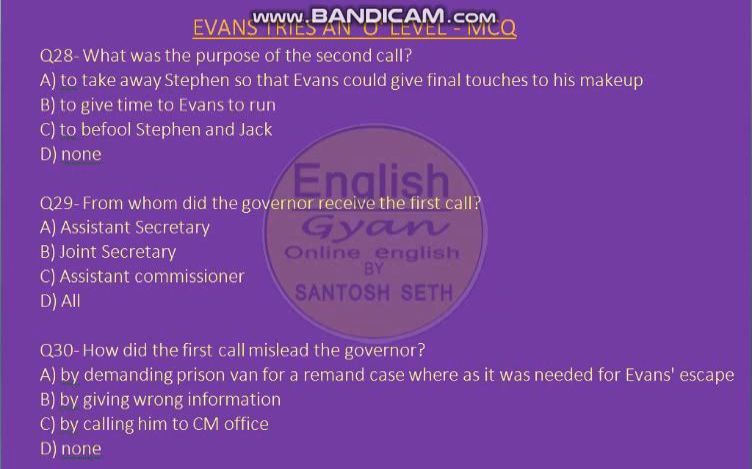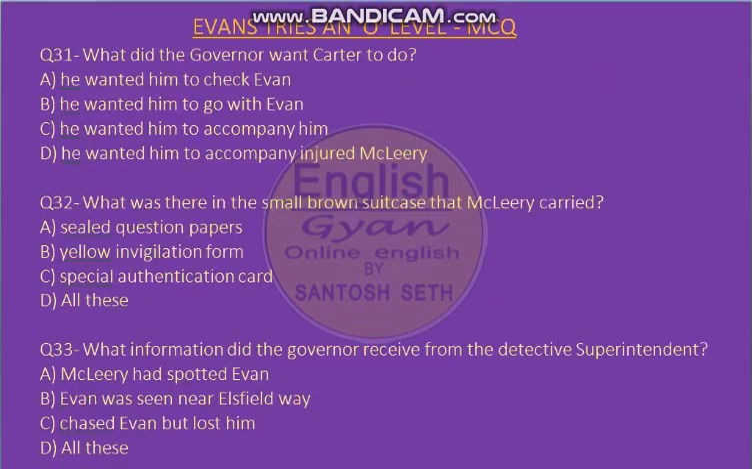Question number 30. How did the first call mislead the governor? Options are A. by demanding prison van for a remand case, whereas it was needed for Evans' escape. B. by giving wrong information. C. by calling him to CM office. D. none. Question number 31. What did the governor want Carter to do?